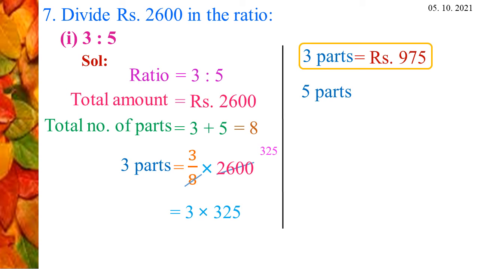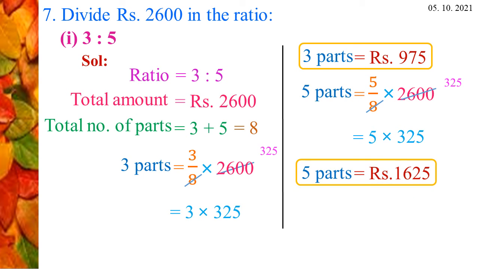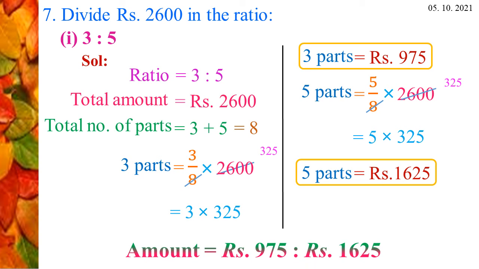Then find 5 parts. So 5 by 8 into 2600. Now cancel the common factors. 1 8s are 8. 325 8s are 2600. So we get 5 into 325. Now multiply the values. We get 1625. 5 parts equal to rupees 1625. So the amount is rupees 975 and rupees 1625.